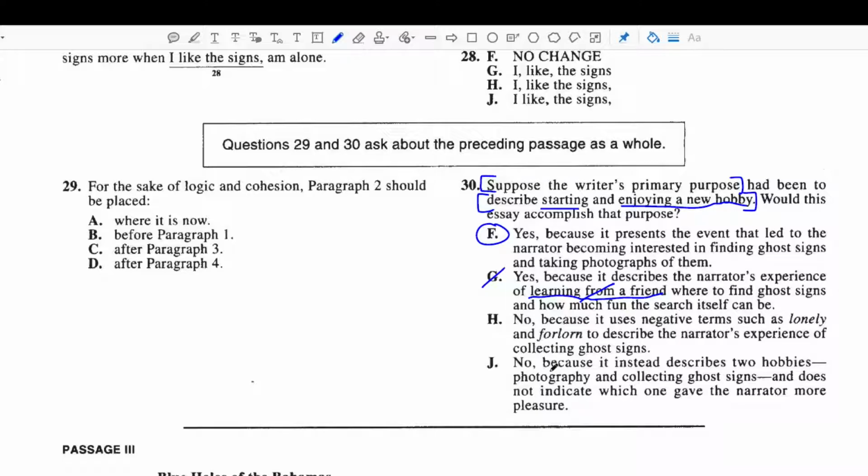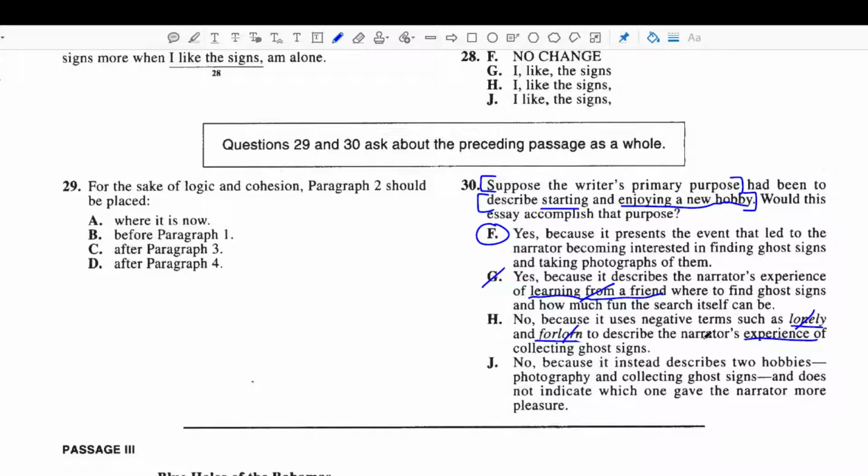But let's read these options anyways. Let's pretend that you thought it was no, and for whatever reason, you missed that both of these things were being addressed. Let's figure out the reasoning why. Maybe we can mark it off because the reasoning's wrong. No, because it uses negative terms such as lonely and forlorn to describe the narrator's experience of collecting ghost signs. Now, if we read carefully, it wasn't the narrator's experience that was lonely and forlorn. It was the sign itself. So the narrator was describing the sign and not her experience. So again, these would be decoy answers.